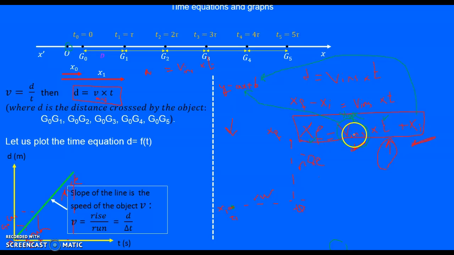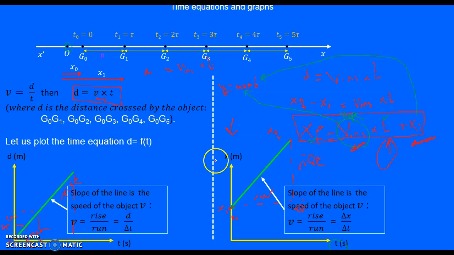x final is equal to v instantaneous times period plus x initial, where v instantaneous here represents the slope of the line, and xi represents the y-intercept, which is b. It's in the form of y equals ax plus b. That's why for the graph of x versus t, if x initial is different from the origin, then it's going to be an increasing straight line not passing through the origin.